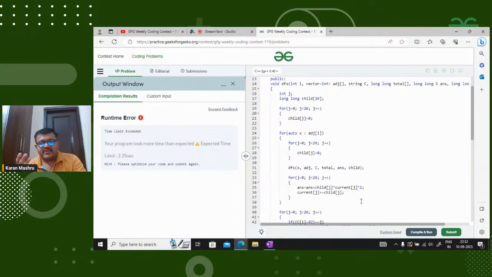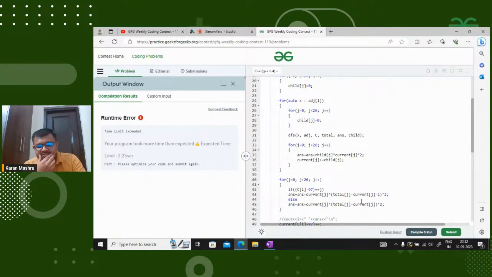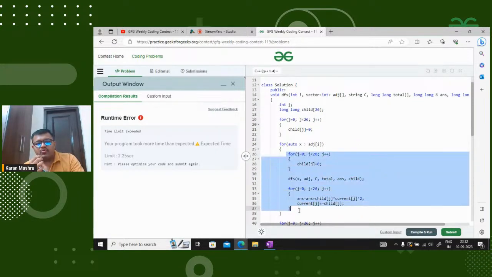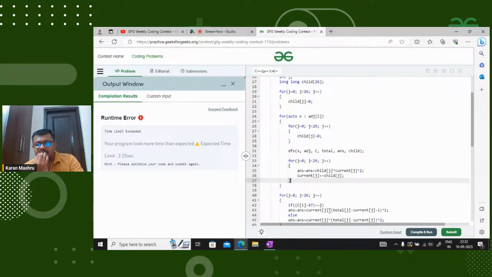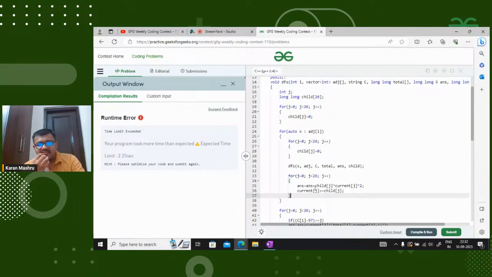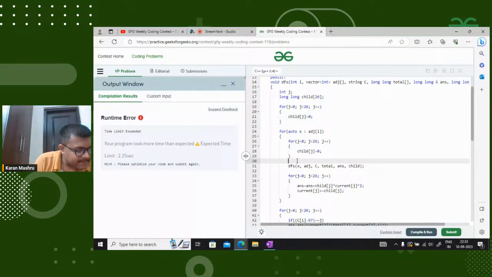First of all, it was giving us a segmentation error, we removed that. Now it is giving us time limit exceeded, right? Maybe because on every node we are using 2 to 3 for loops of size 26, right? So that might be the case. Can we remove this for loop? No, I don't think so. But I hope the concept was clear.